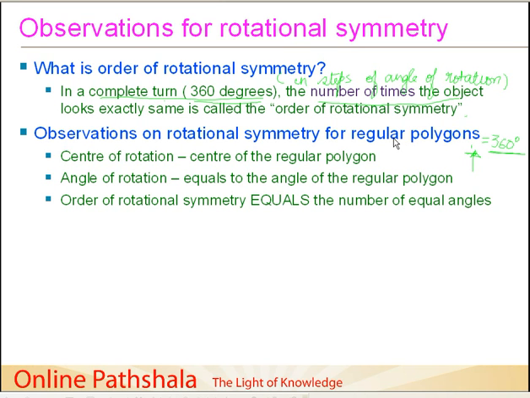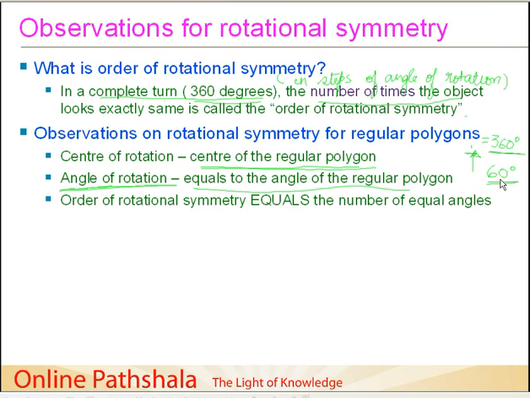The second part is now the observations of rotational symmetry for regular polygons. Just some general observations. First, in general, the center of rotation would be the center of the regular polygon. So if you're taking an equilateral triangle, a regular hexagon, or a regular pentagon, the center of that regular polygon will be the center of rotation. The angle of rotation is an important thing to keep in mind. How to identify it? It simply equals the angle of the regular polygon. For example, in an equilateral triangle, the angle between two sides is 60 degrees, so you can take the angle of rotation to be 60 degrees.